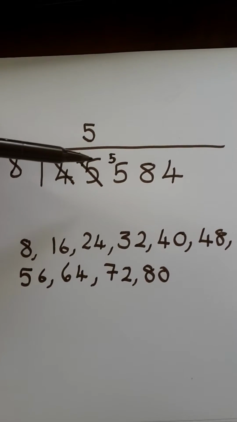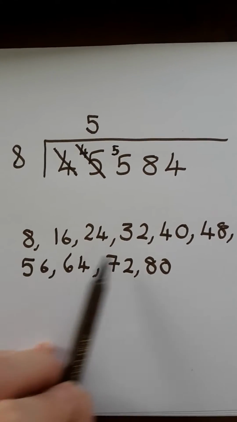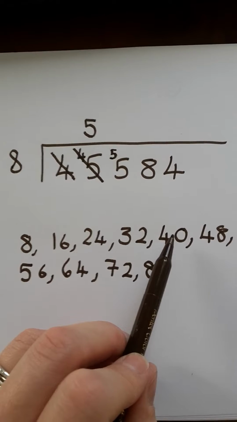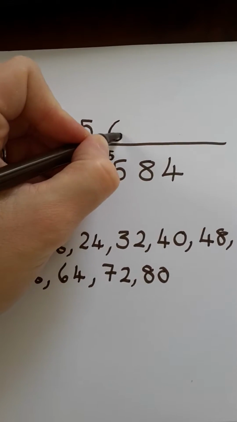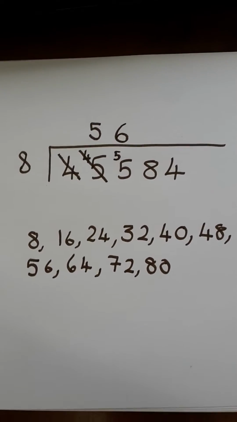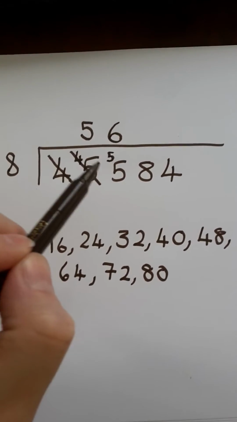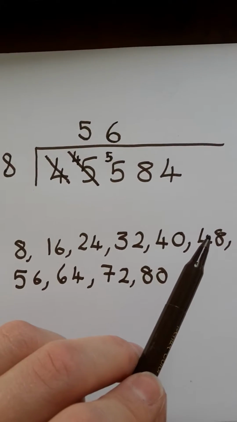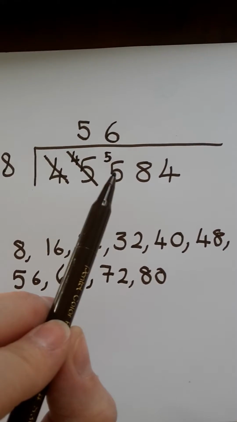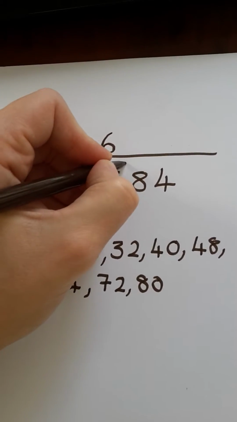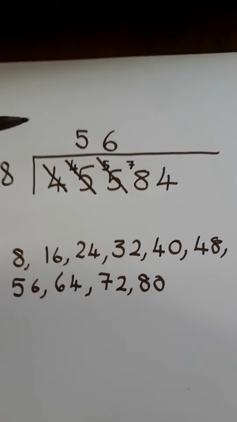So now we've got 8 into 55. So the closest number to 55 is going to be 48, which is 1, 2, 3, 4, 5, 6. So we're going to write the 6 up here to tell ourselves that 6 lots of 8 will fit into 55. But again, it's not exact, so we have a remainder. So the difference between 6 times 8, which is 48, and 55 is 7. So we'll write that remainder in, and I'm just going to cross it through just so I keep my place.